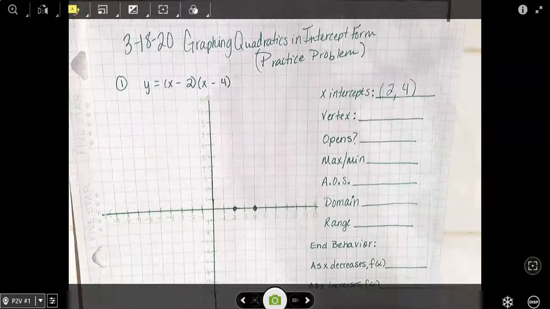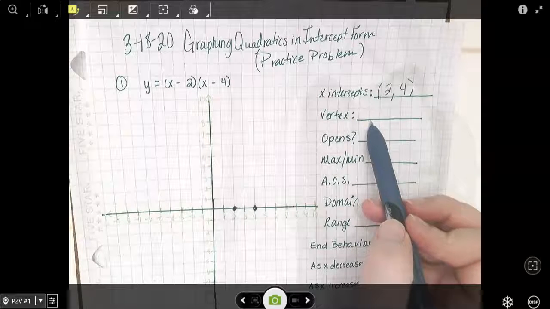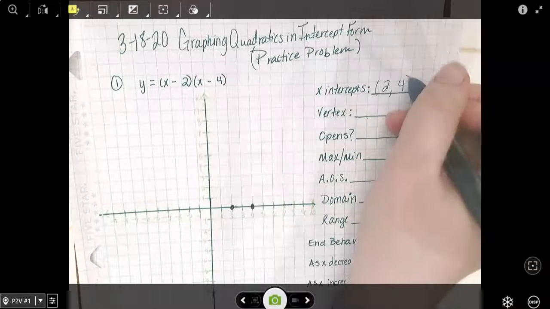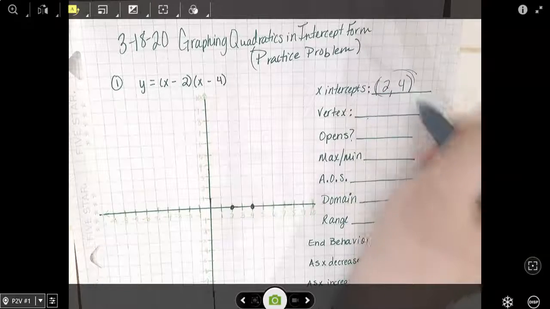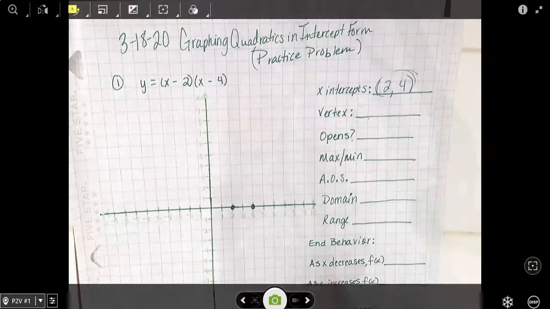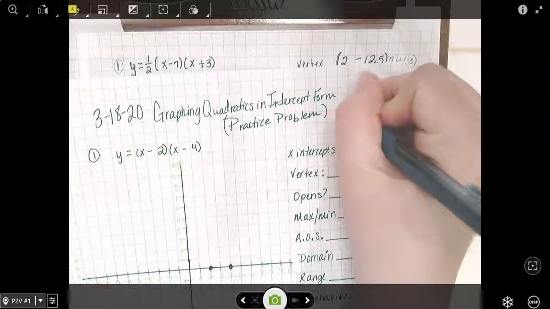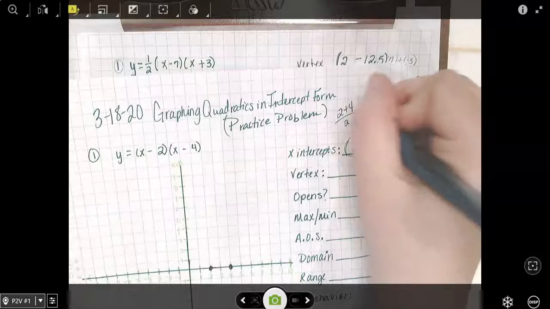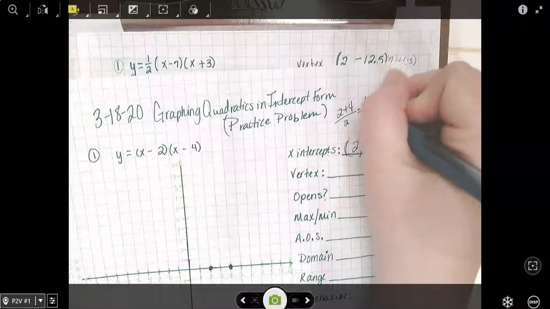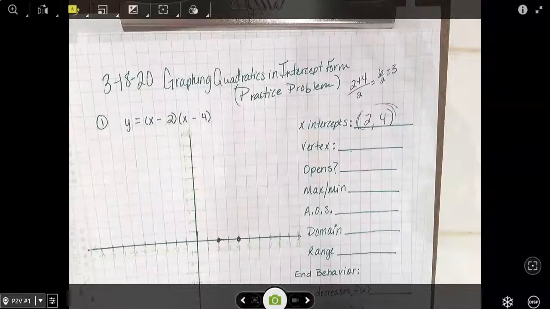Okay, so after you find your x-intercepts, next is your vertex. You find the x coordinate of your vertex by taking the average of these two intercepts. So those two numbers are 2 and 4. To take an average of them, you add them together, so 2 plus 4, and you've got 2 of them, so you divide by 2. 2 plus 4 is 6. 6 divided by 2 is 3. So the x coordinate of the vertex is 3.